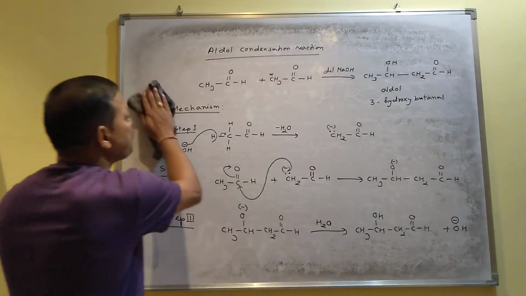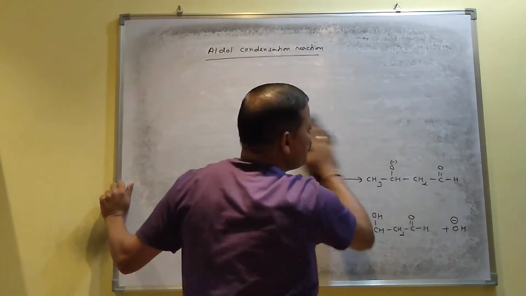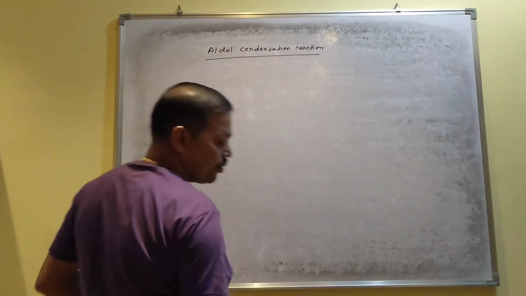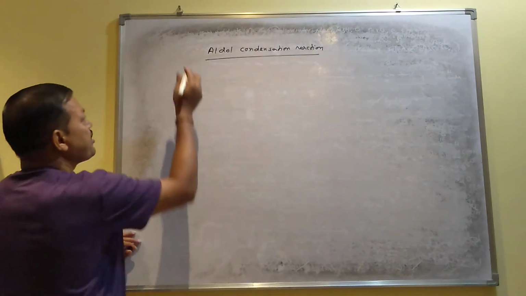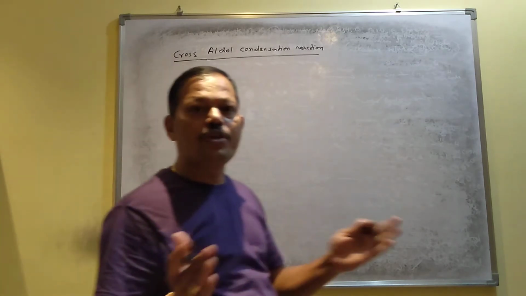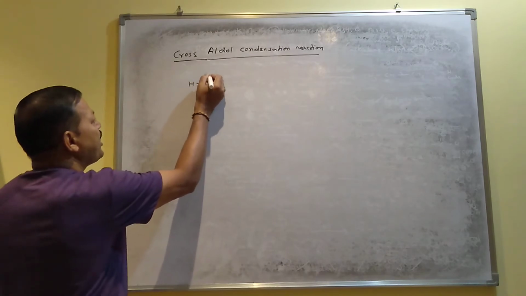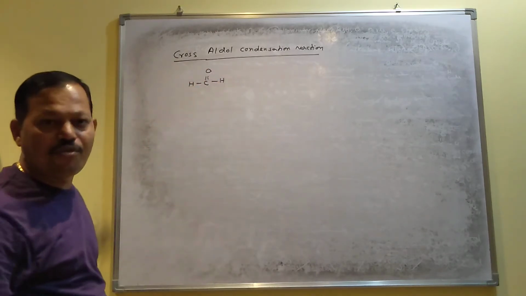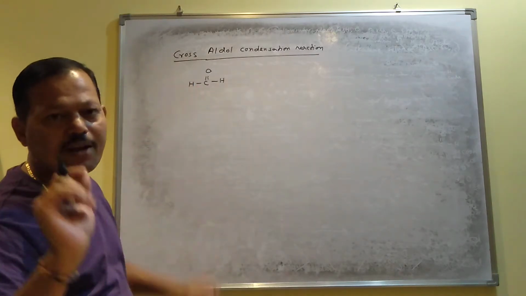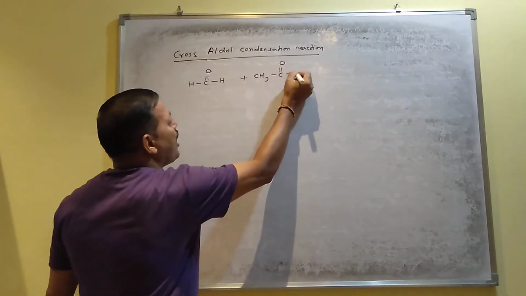So now I will do cross aldol, which is called cross aldol condensation. Cross means you have to take two different molecules. Let us consider this is one aldehyde, which is called methanal or formaldehyde. This aldehyde does not have any alpha carbon, I mean it does not have any alpha hydrogen, and this is one aldehyde which contains alpha hydrogen.